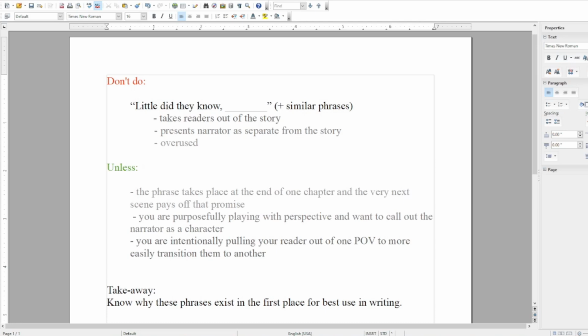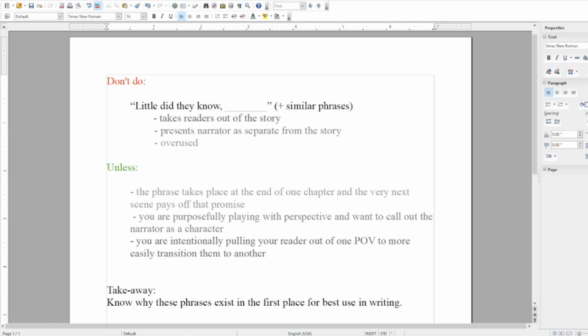The next thing would be if you're purposely playing around with the perspective and want to call out the narrator as a character. That's something I've done before. Or you are intentionally pulling your reader out of one POV to more easily transition them into another. It makes it a bit easier sometimes if you have a lot of different characters, or if you purposely wanted to just mess around with whatever. And yes, I don't have a pop filter, I apologize.